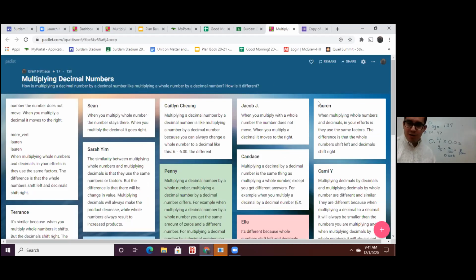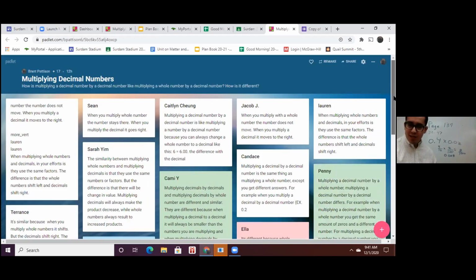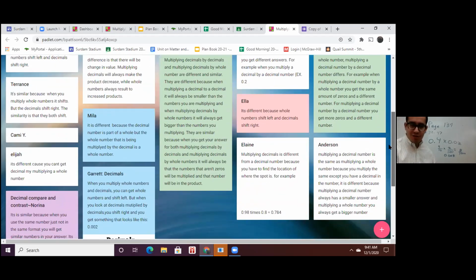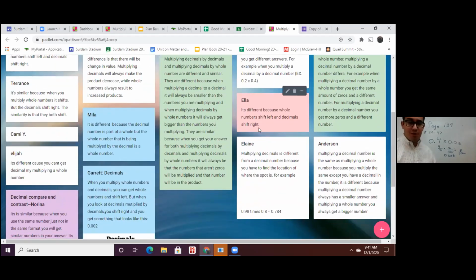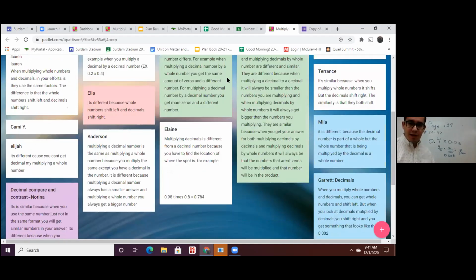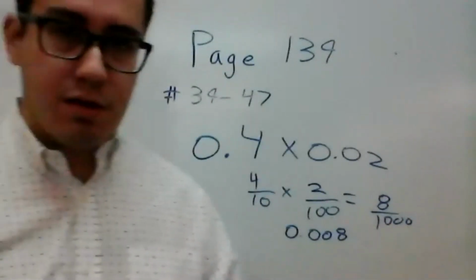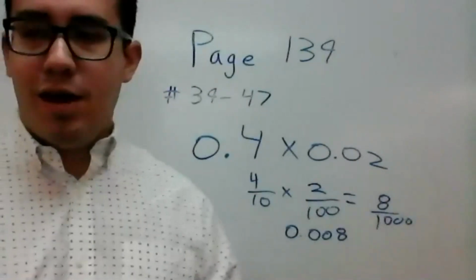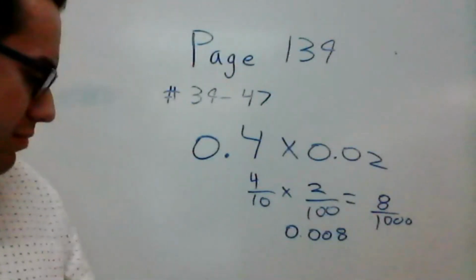Okay, awesome job. I'm seeing shifting right. I think you guys understand about the shifts versus when you multiply the whole number by a decimal, that there's really no shift versus when you're doing it by a decimal. Alrighty, awesome job, you guys.